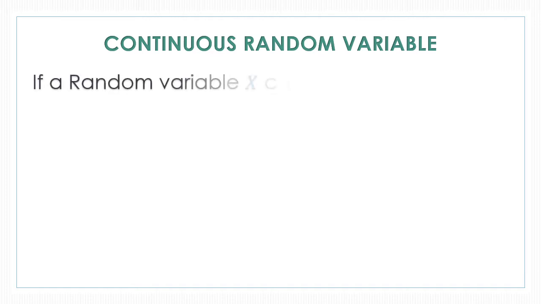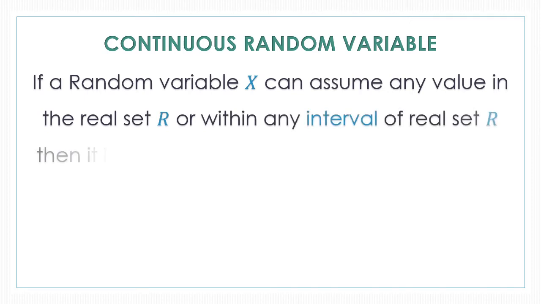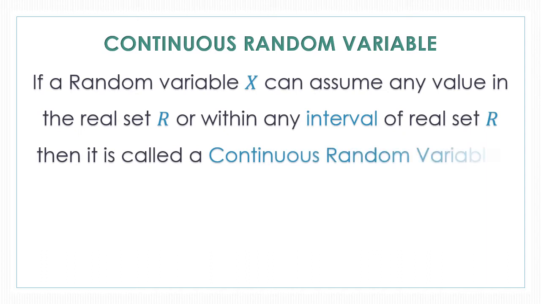If a random variable x can assume any value in the real set R or within any interval of real set R, then it is called a continuous random variable. Now here the main word which you need to pay attention to is the interval.